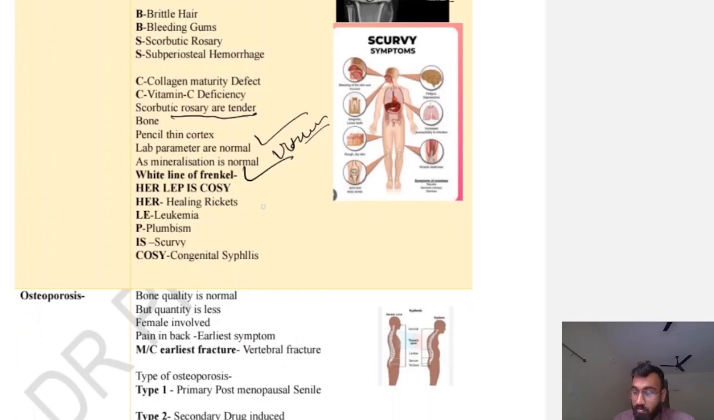White line of Frankel is seen in which conditions? Healing rickets, leukemia, lead, scurvy, congenital syphilis. In all of these there is a white line of Frankel.